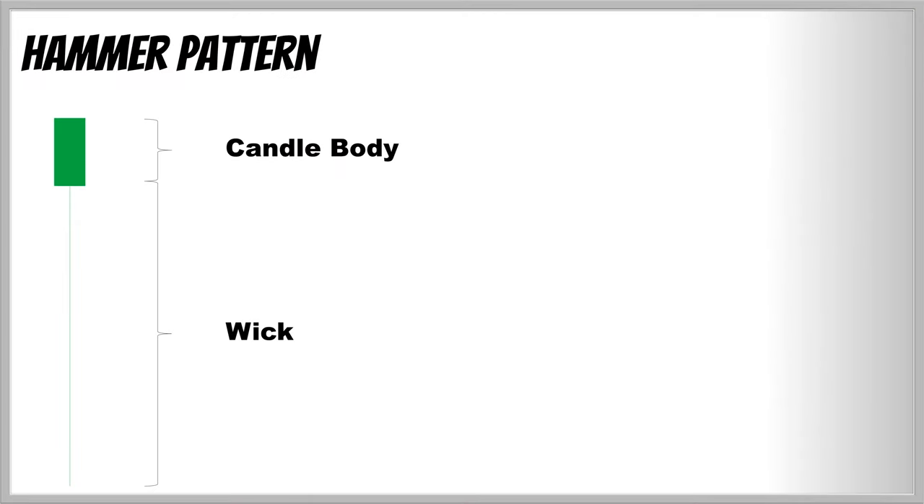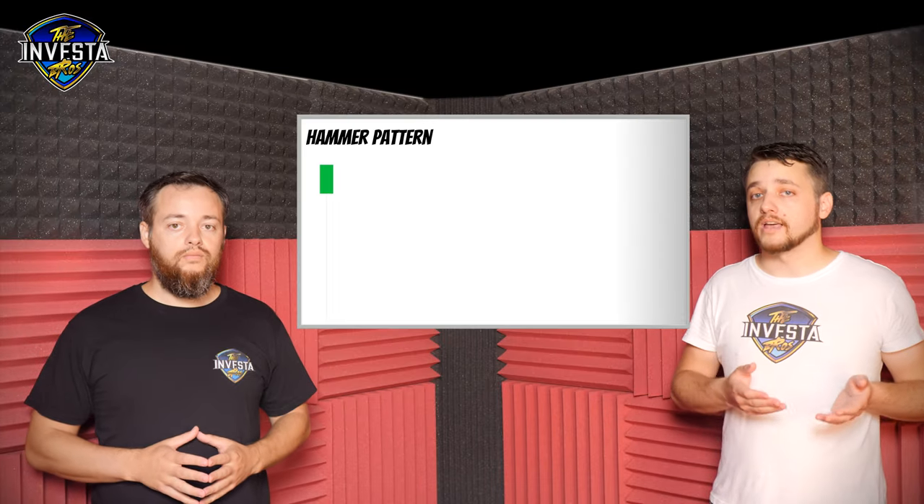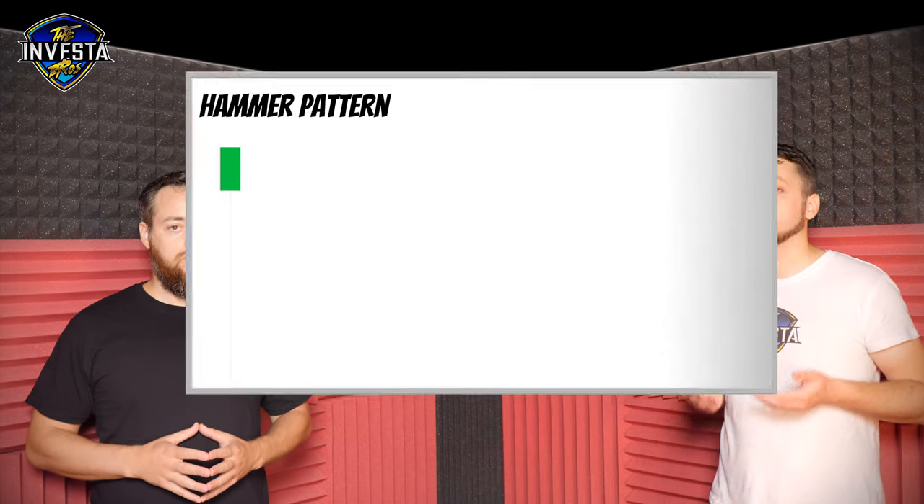In order for this candle to be considered a valid hammer pattern, the wick of the candle must be more than 2 times longer than the body of the candle. The body of the candle can be either red or green. And yes, the green candle indicates a stronger bullish trend.